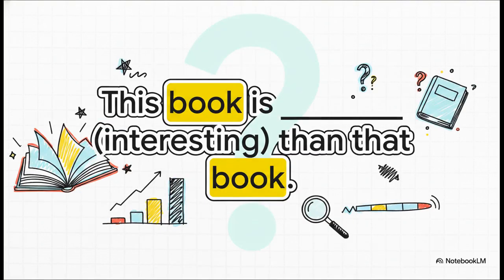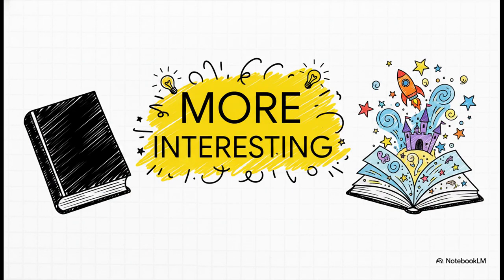Okay, next one. This book is blank than that book. The word is interesting. Now think about it. Interesting. That feels a little longer, right? So which rule are we going to use? Let's check that answer. It's more interesting. Of course it is. Interesting is one of our longer words, so it needs that helper word, more. This book is more interesting than that book. You are totally getting this.